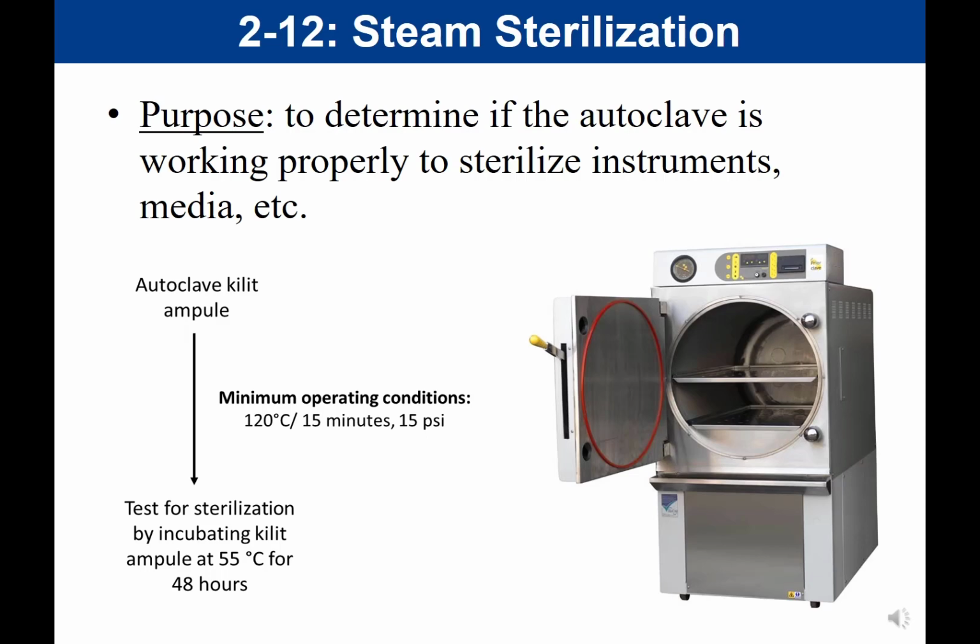So if we want to ensure that our autoclave is working properly, we can do a test to see if in fact our autoclave is sterilizing what's in it. And so to do this, we take what's called a killet ampule, and you're going to see a picture of this in a moment, what those killet ampules look like. But we take these killet ampules, and in the killet ampules are Bacillus stearothermophilus endospores. Now, there's a reason that we use Bacillus stearothermophilus endospores.